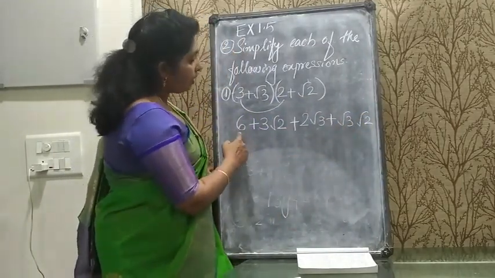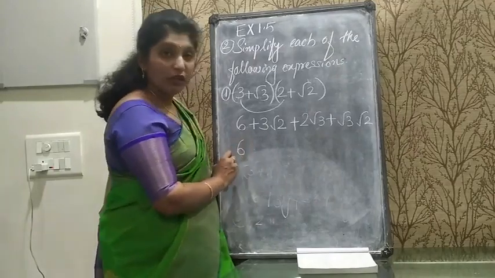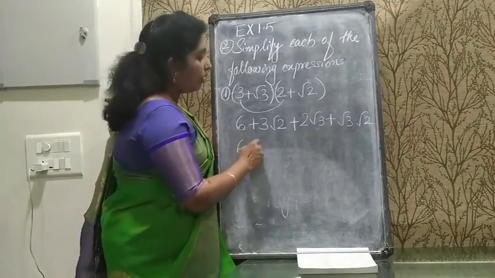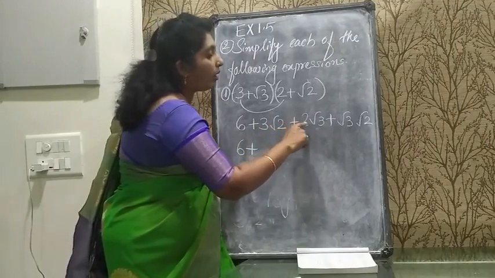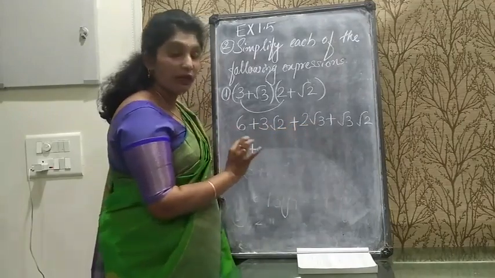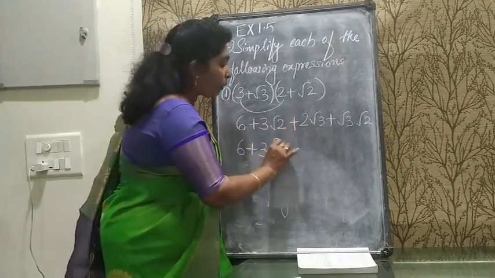Now here 6 we have to write as it is only. We cannot simplify more. 3 root 2 and 2 root 3 are totally different, so we cannot add them. So we have to write as it is.